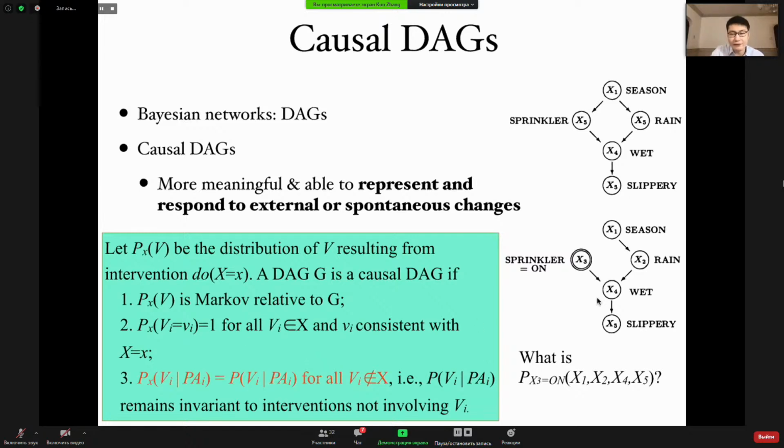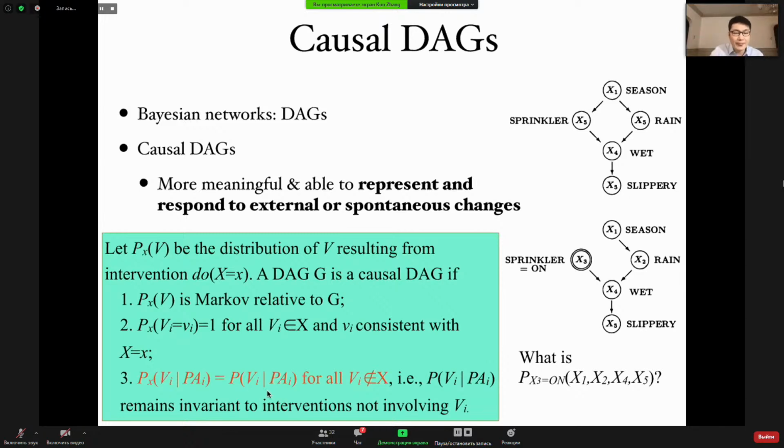It says if you do an intervention, for instance here, to set the value of x3 to on, then the probability for x3 to be on is 1. That's for sure, right? You just set the value to some constant, then the probability will be 1. The last one is very important.